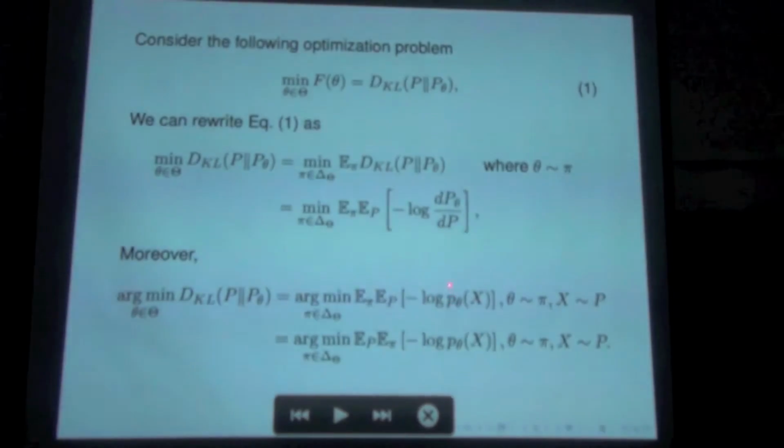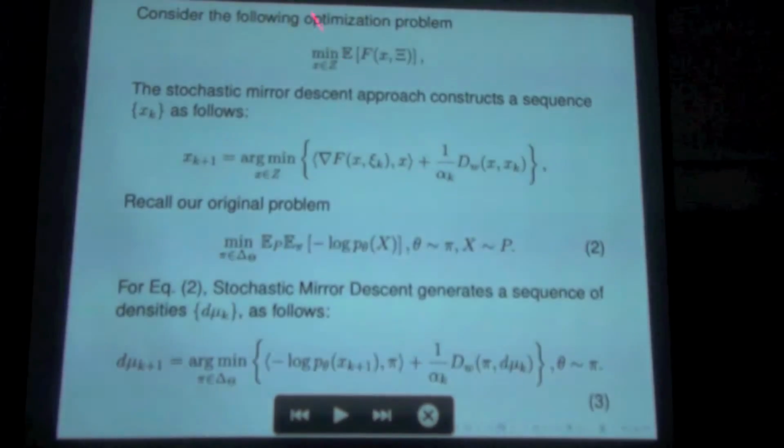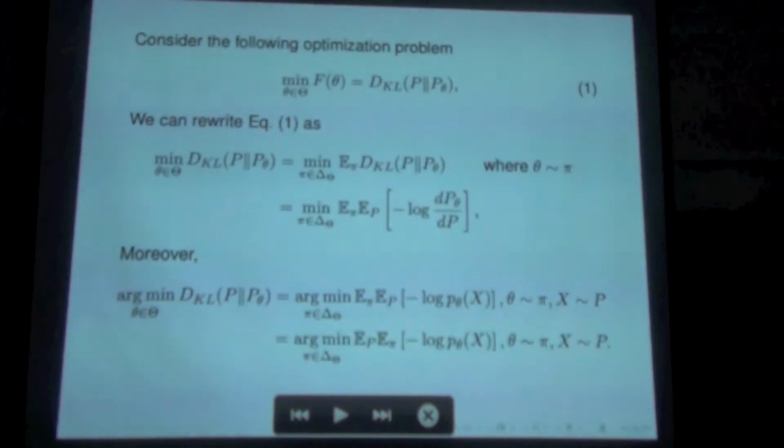So it's only log of p of theta, so log of the numerator here, of random variable x, and x is distributed according to p, and theta is distributed according to pi. Next step, I switch these two expectations. And this is what I did here. Finally, now what I have here is an optimization problem with respect to an expectation of p. And let's consider everything inside as our function, the expected value with respect to pi as our function.